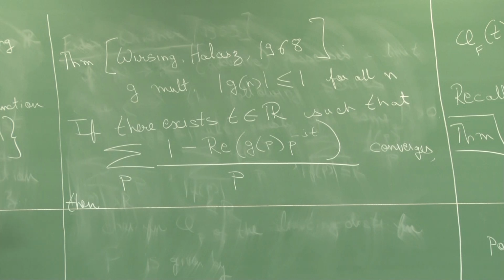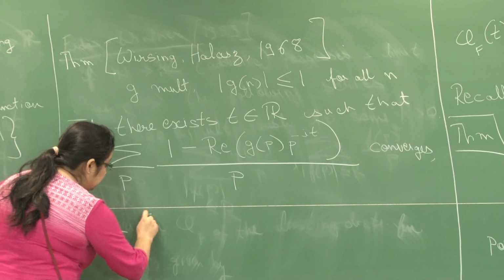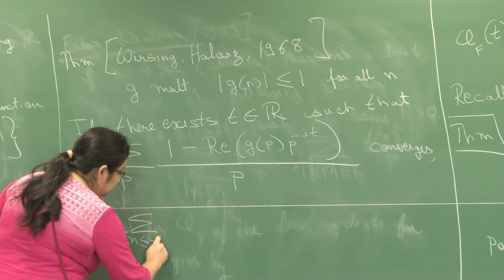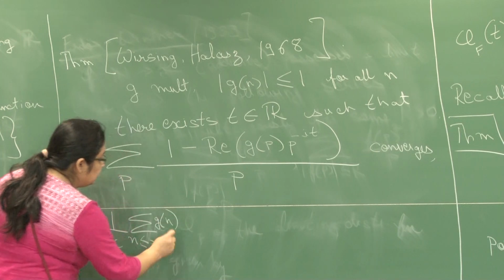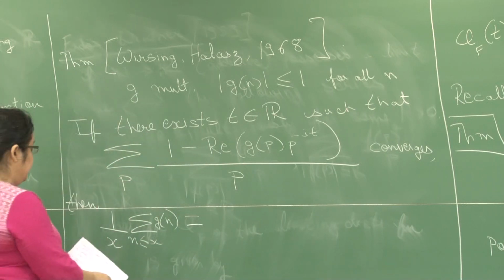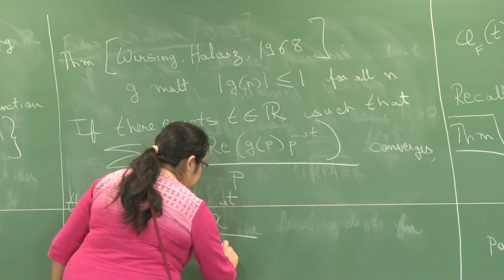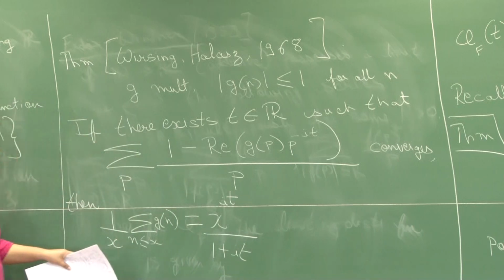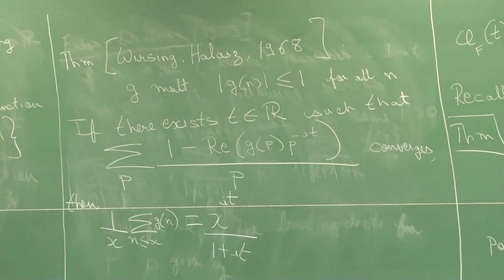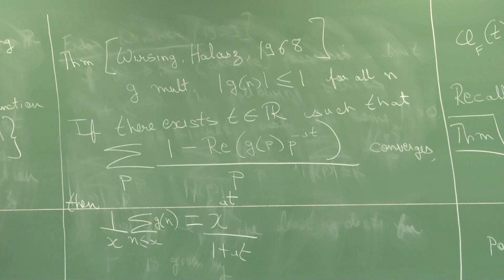your mean value exists, and in fact 1 over x times the summation n up to x of g of n can be written as a certain complex valued function. It turns out to be equal to x raised to the i t over 1 plus i t. So, if such a t exists, then in terms of that t you can give me the mean value of the function g as a function of x in terms of t.